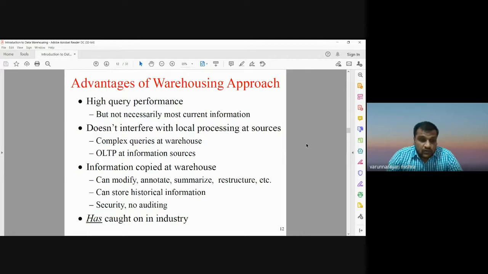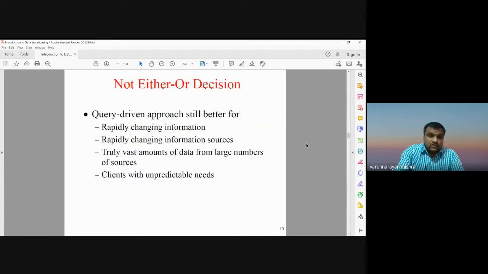The information may be copied at the warehouse, and it can be modified, annotated, summarized, and restructured in the database. It can store historical information as well, and there is a very good provision of security, no auditing is required, and it has caught on in industry. So these are some advantages of the approach used in the data warehouse.